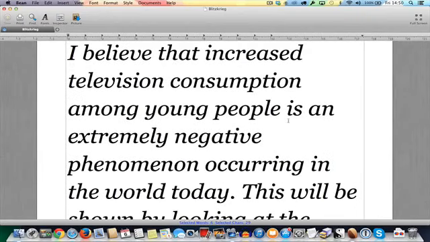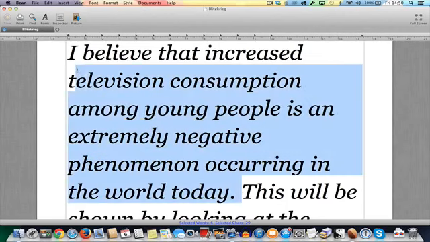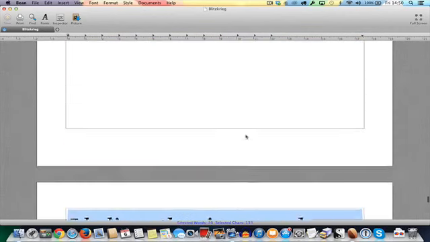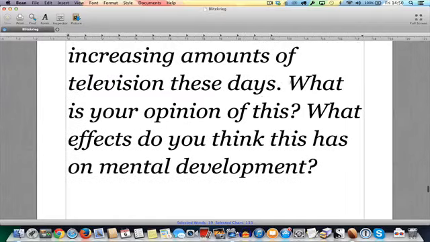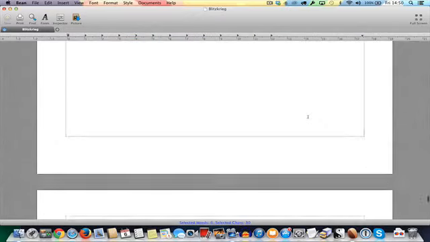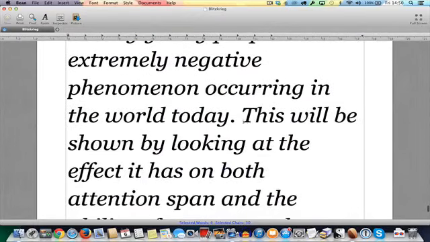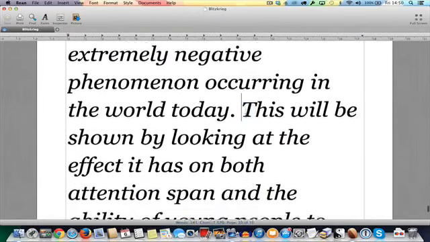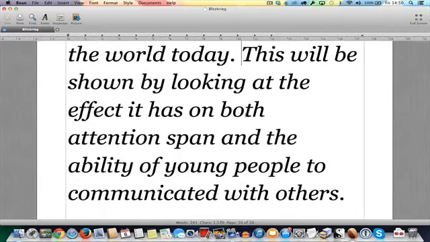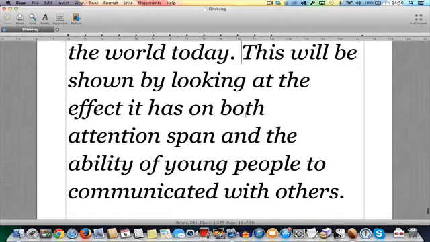So the thesis might read, I believe that increased television consumption among young people is an extremely negative phenomenon occurring in the world today. Okay, that's the thesis. And as you can see, that directly responds to the first question. What is your opinion of this? Okay, and then the second sentence, which starts here, this will be shown by looking at the effect it has on both attention span and the ability of young people to communicate with others.